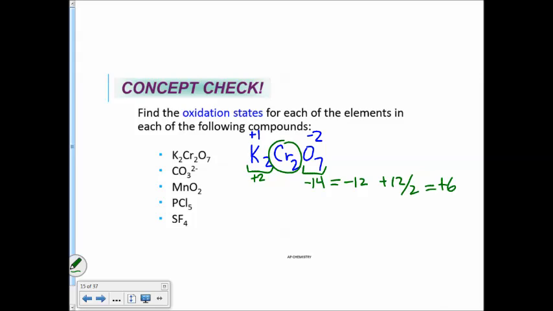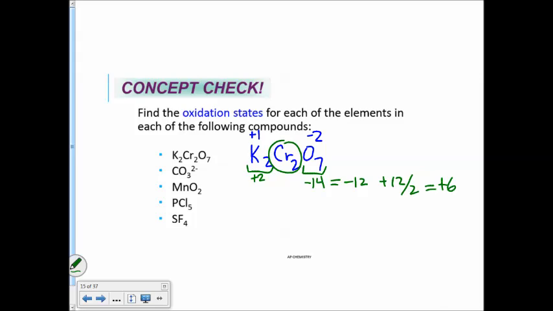When it wants oxidation numbers, it wants the individual numbers, not the totals, by the way. I use the totals to figure them out, but it doesn't want me to say chromium's worth plus 12 there. Each chromium is worth a plus 6. That's the oxidation number on the chromium.